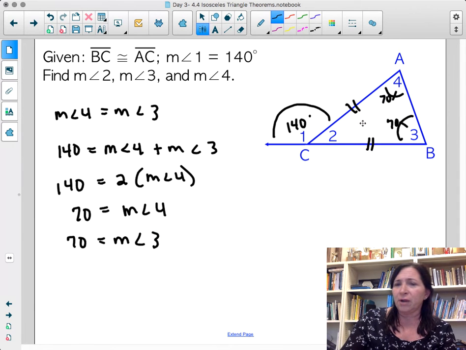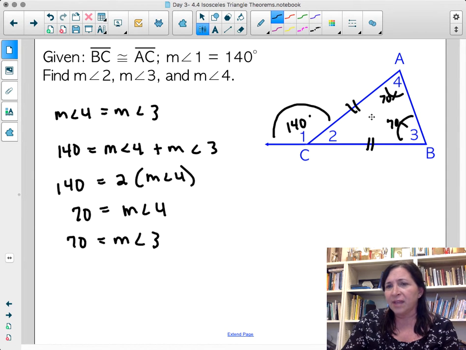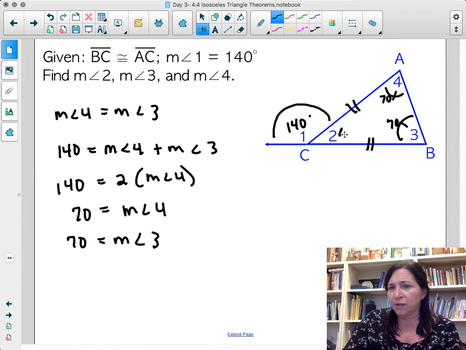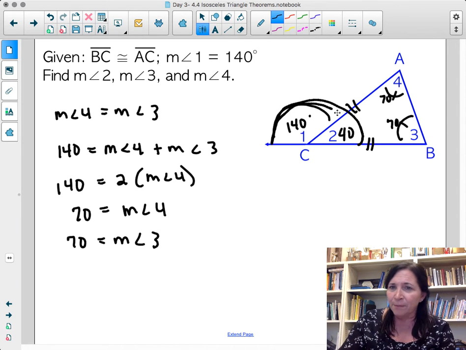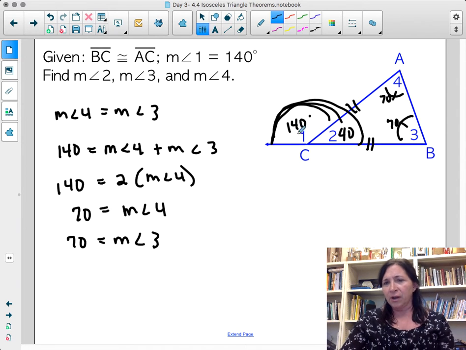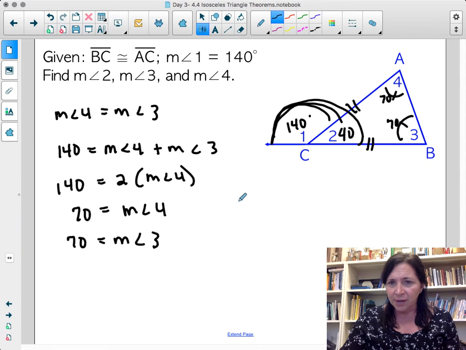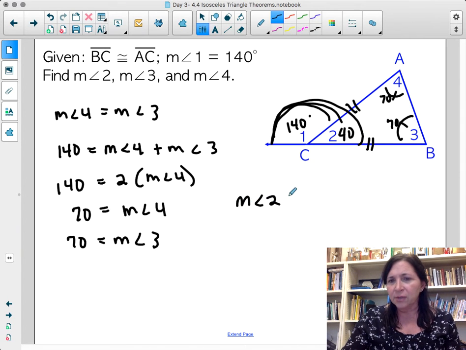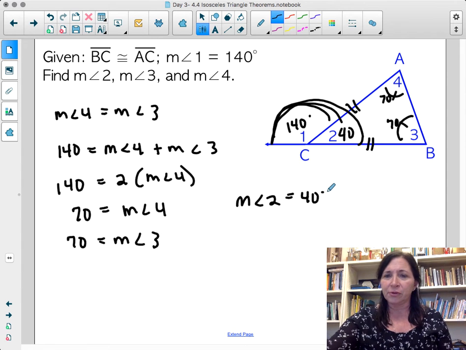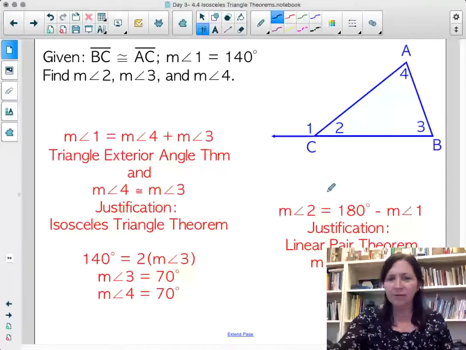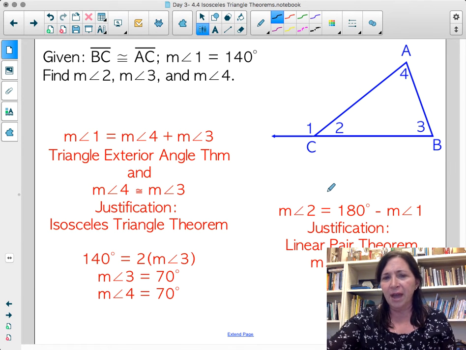And by the triangle sum property, that all the angles in a triangle are 180 degrees, I can say that angle 2 is 40 degrees. I also could say it's 40 because that makes a line, and therefore 140 plus 40 is 180. So I'd say the measure of angle 2 is equal to 40 degrees, and that's just like a flowchart proof. And then this is the justification of that, and you can see that.